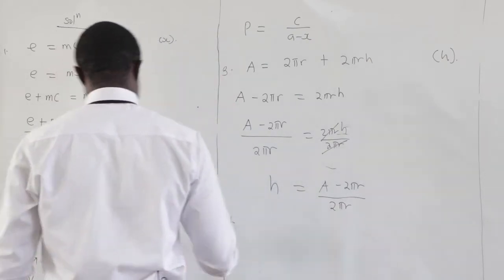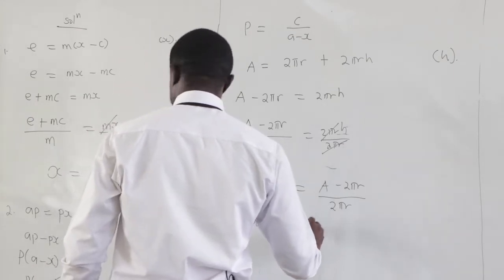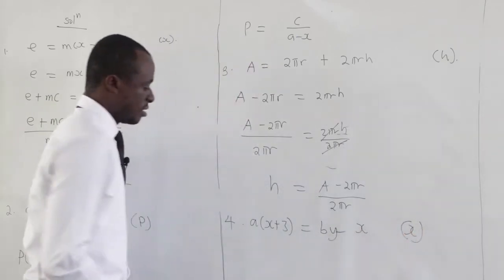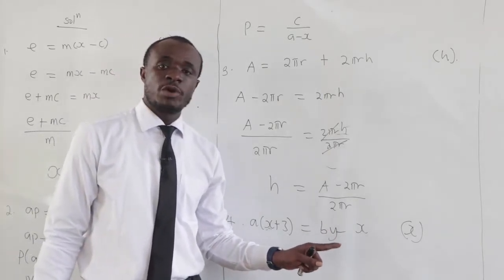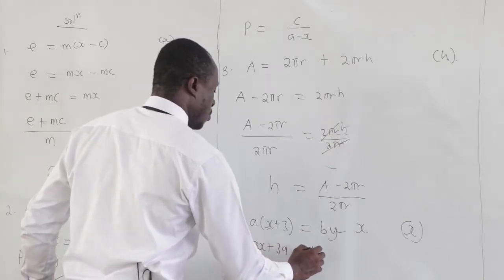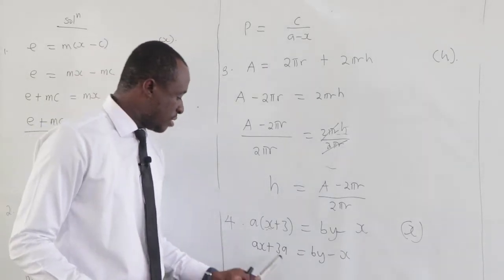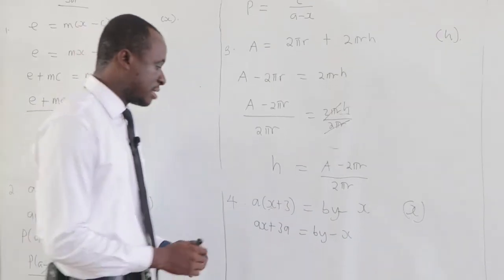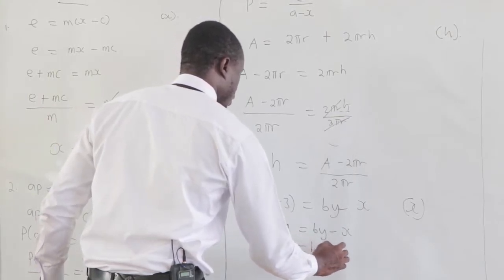What is the fourth question saying? We have a(x plus 3) equal to by minus x. We want to make x the subject. There's x here, there's also x over there. What are we supposed to do on the left hand side? Use the distributive property to expand. So we have ax plus 3a equal to by minus x. From here, what do we do? We group like terms. So this negative x has to come to the left hand side. So we have ax plus x equal to by minus 3a.